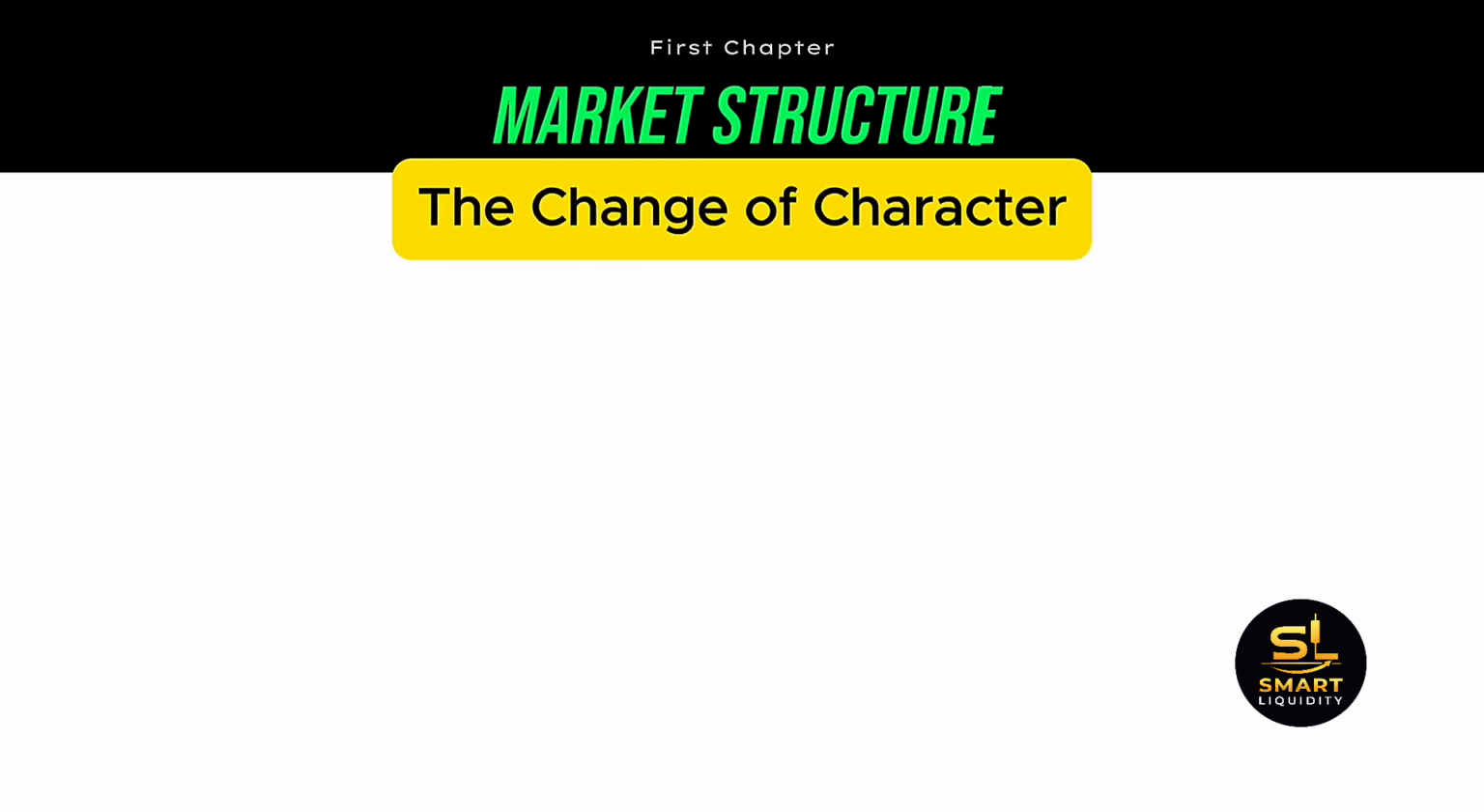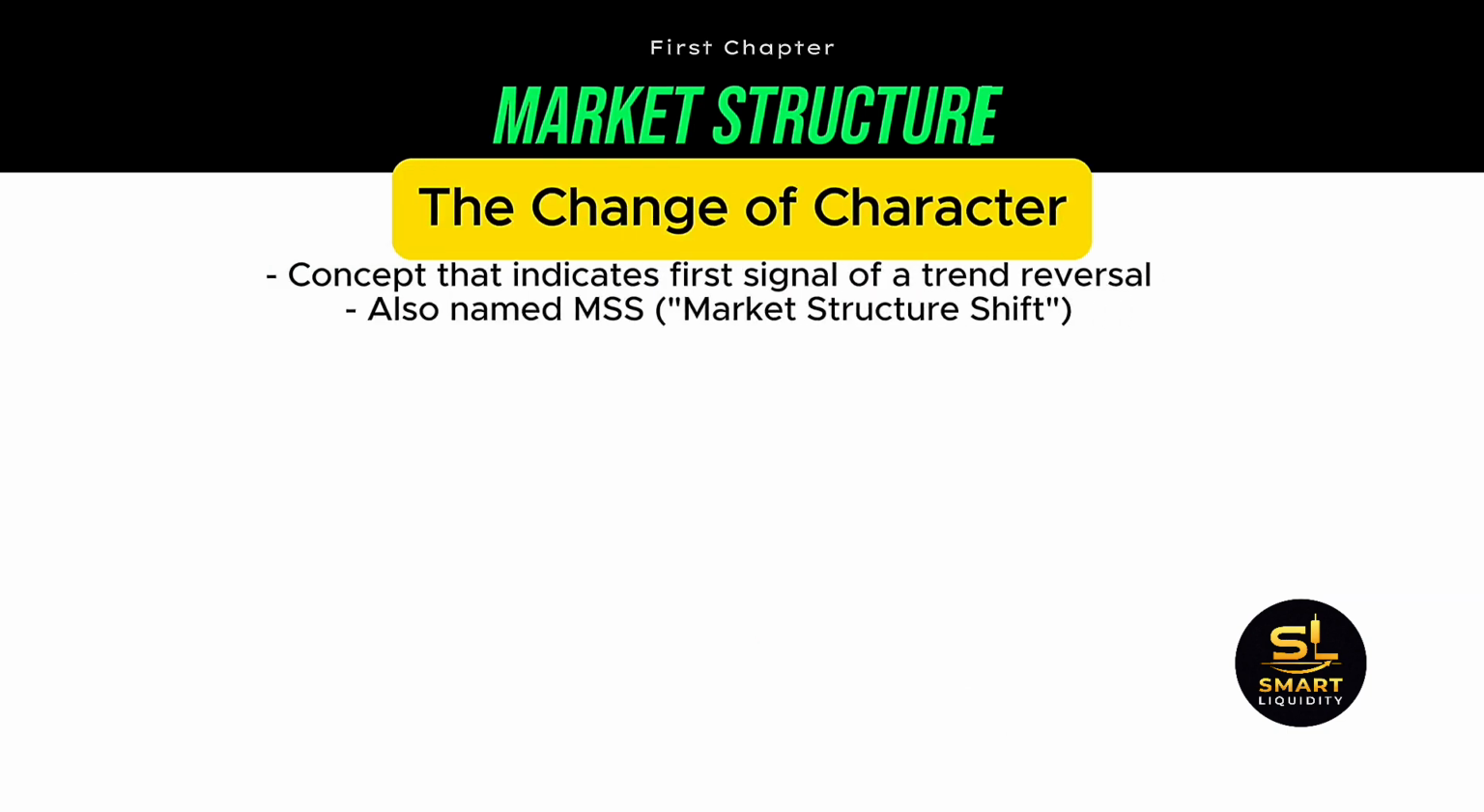Change of character. The change of character, also named market structure shift, is another concept used by smart money that indicates the first signal of a trend reversal. Let's go straight into the examples starting from a simple uptrend price action.